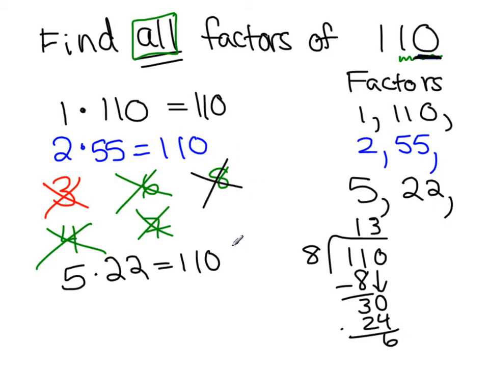Maybe 9 will work. Chances are slim because 3 didn't work, right? And in order for 9 to work, 3 would have to. The cheat for 9 is add up the digits. Well, 1 plus 1 is 2, plus 0 is still 2. And 2 is not divisible by 9, so that won't work either.